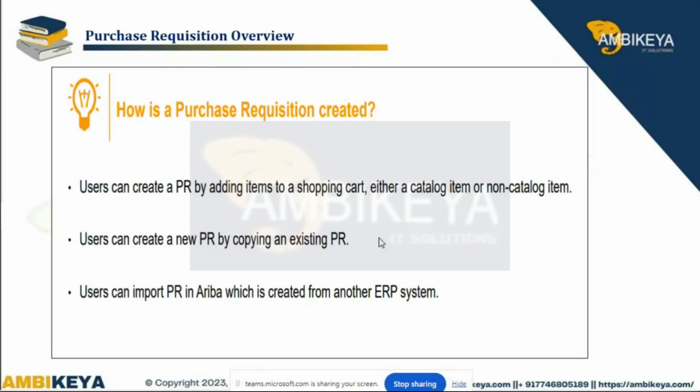For example, if you have a legacy system, some different system, and you want the purchase requisitions available there in your SAP Ariba, you can just enter the details in a CSV format and import them into Ariba. You can create purchase requisitions. Okay, there are three ways to create a purchase requisition. One is manually with a catalog and non-catalog item. The second is by copying the existing PR. The third is by importing via a CSV file.